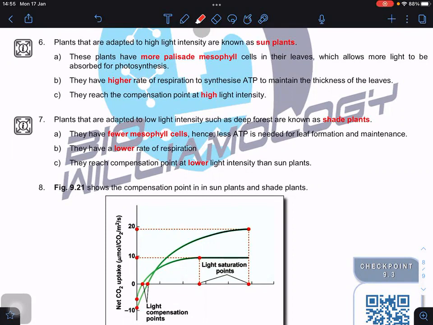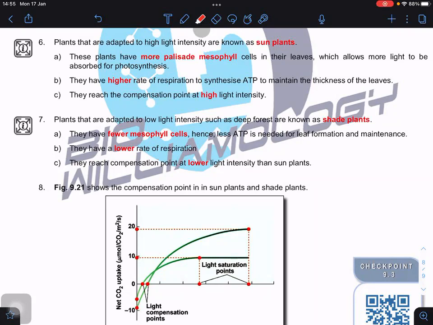Okay, so sun plants basically have more palisade mesophyll because they need to optimize the absorption of light energy. But the thing here is, when you have more mesophyll cells, it means that you need more ATP. Are you clear? So in order to do this, they must have a higher rate of respiration to synthesize the ATP. So it means that the compensation point will be at a high light intensity. Okay, the compensation point. Are you clear?